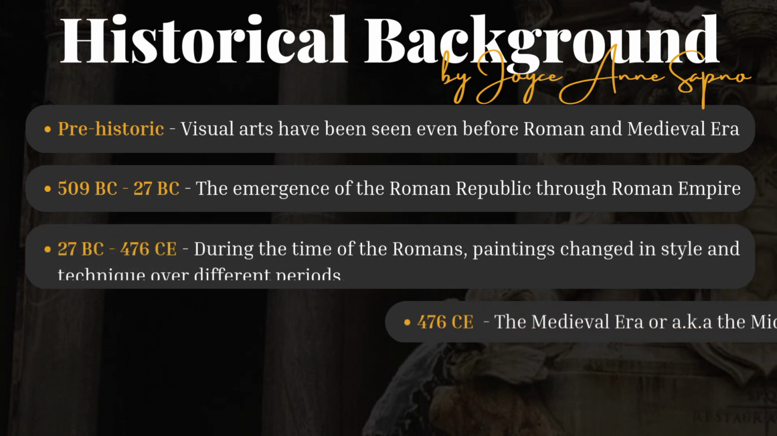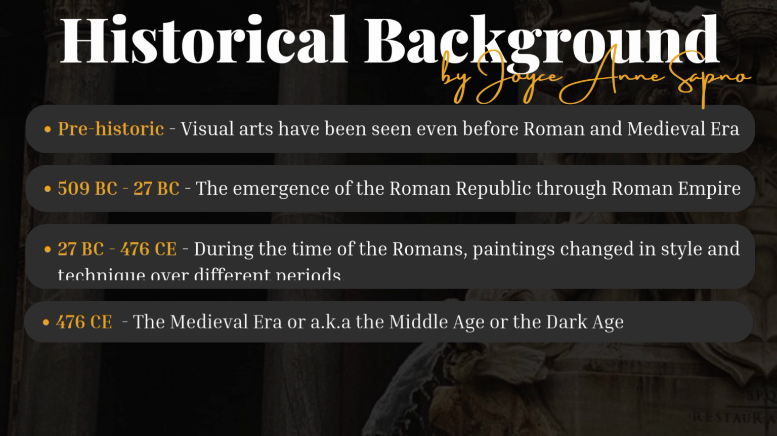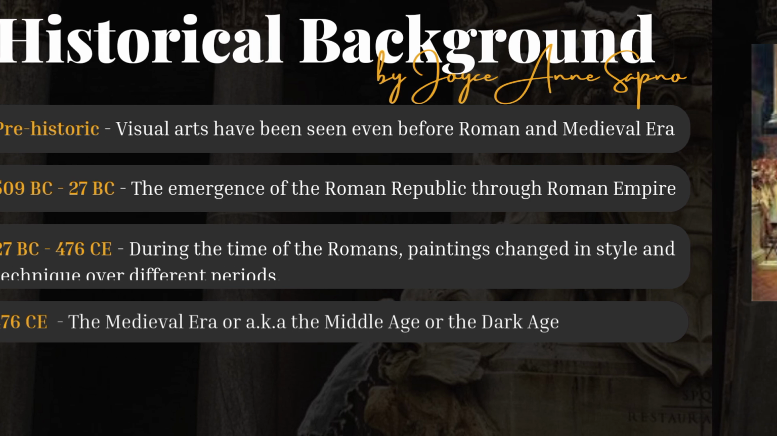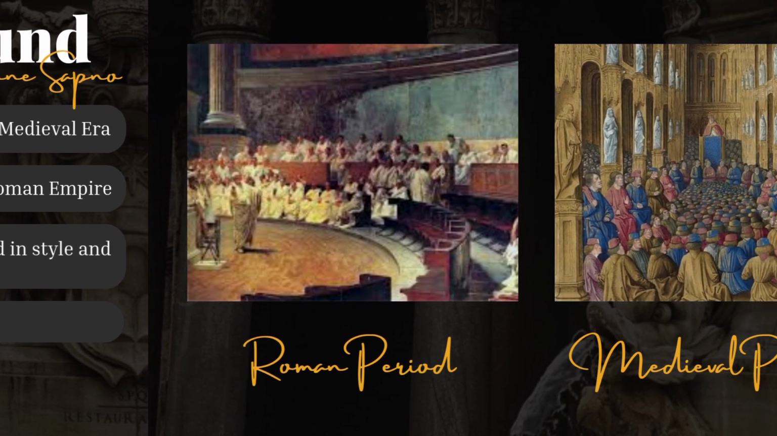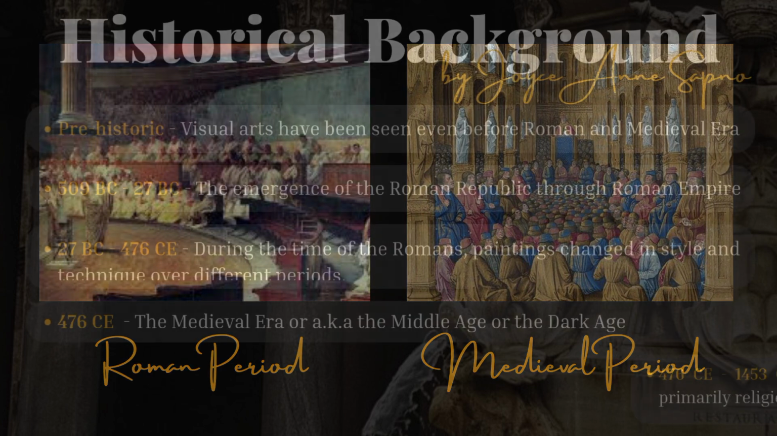The timeline is now on the medieval era, also known as the Middle Ages or the Dark Ages, which began just after the fall of the Western Roman Empire in 476 CE and reigned for almost 1,000 years. As I mentioned earlier, Romans focused their era on prioritizing political power, while here in the medieval era, they focused on prioritizing God.